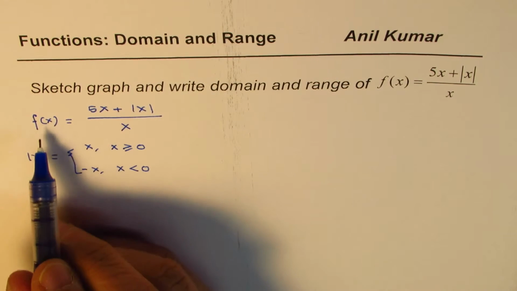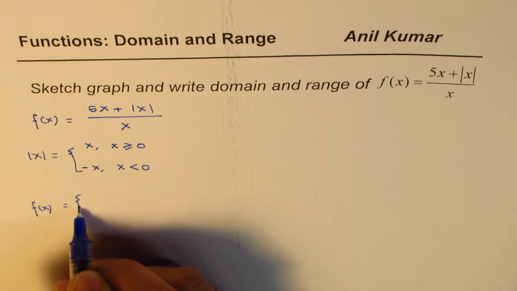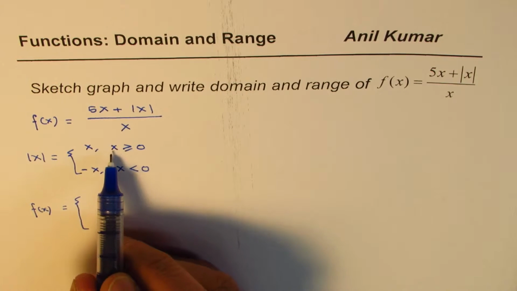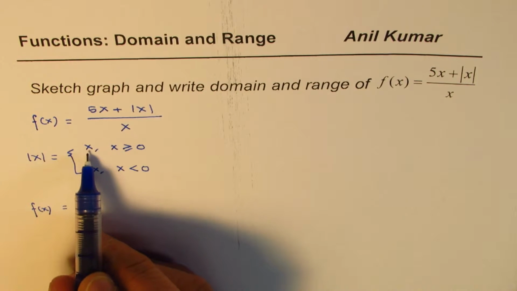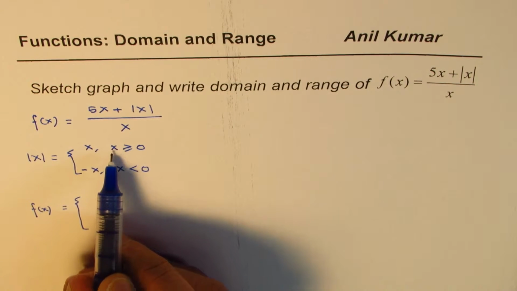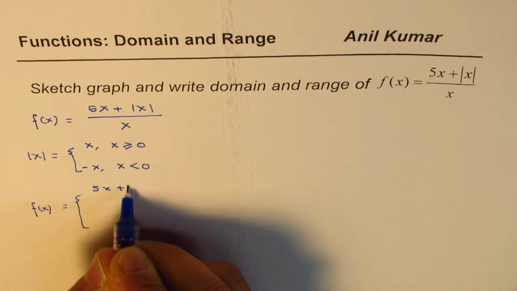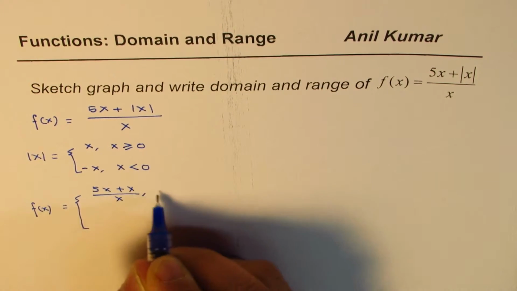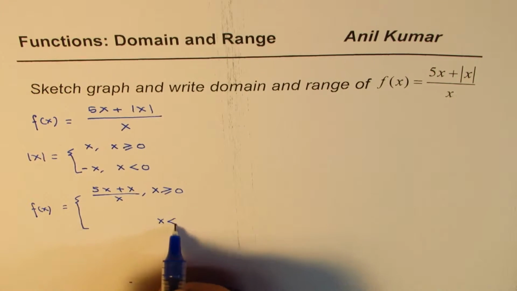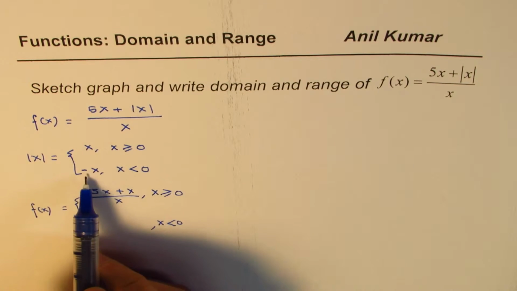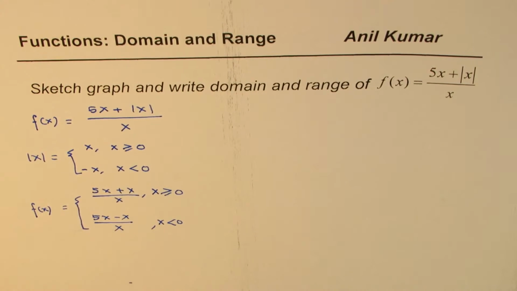So therefore, we can write our function f of x now as a piecewise function. Do you see that? So the two pieces will be for x greater than or equal to 0 and for x less than 0. So absolute x will be replaced by x if we are working in the domain x greater than or equal to 0. So I'll write all this as 5x plus x divided by x for x greater than or equal to 0, and when x is less than 0, in that case absolute x is minus x. So we write this as 5x minus x divided by x.